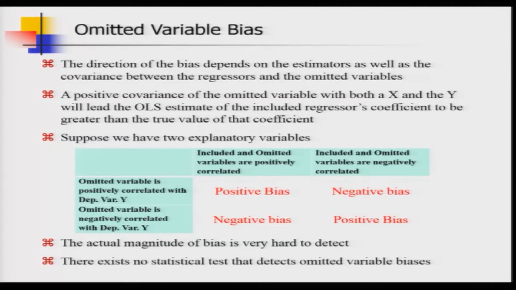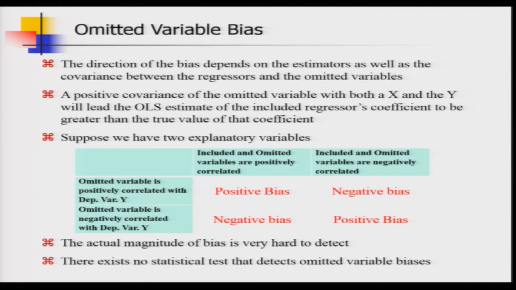So, you see that the covariance between the regressors which are staying in the final regression equation and the omitted variables, which are now part of your error, is going to play a major role. A positive covariance of the omitted variable with both an explanatory variable x and the dependent variable y will lead the OLS estimate of the included regressor's coefficient to be greater than the true value of the coefficient. So, basically there is an upward bias in this context.